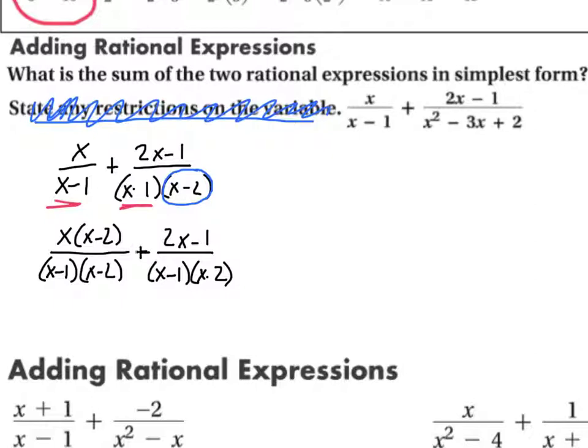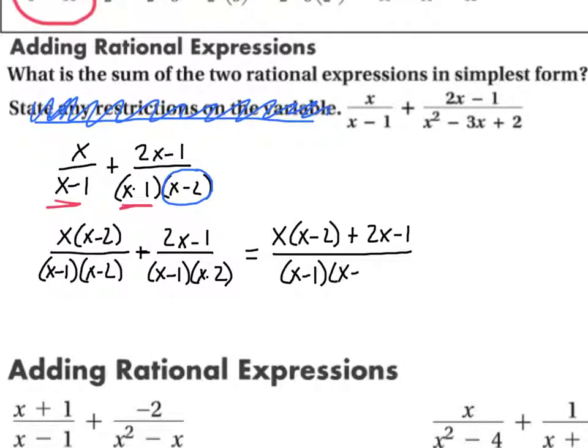Now I have a common denominator, so I can go through and add across the top. So I have x times x minus 2 plus 2x minus 1, and that's going to be over x minus 1 times x minus 2. When we add fractions with a common denominator, we just keep that common denominator.